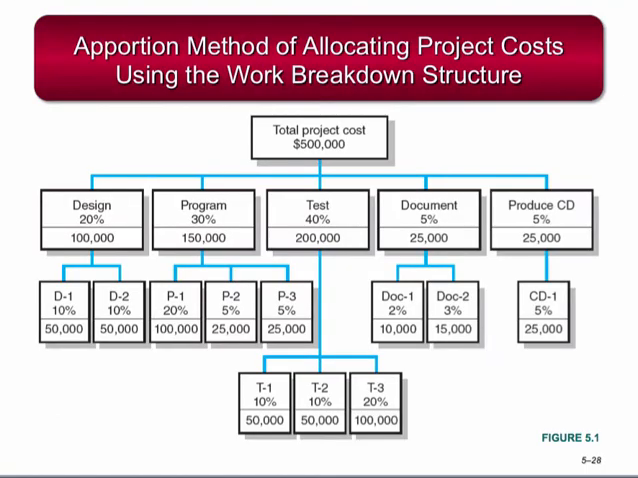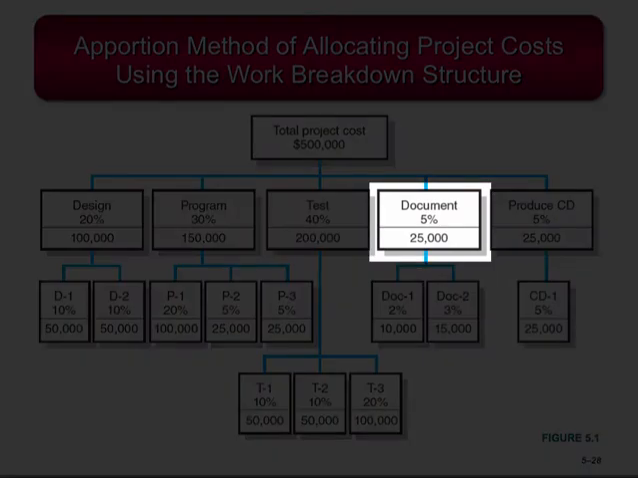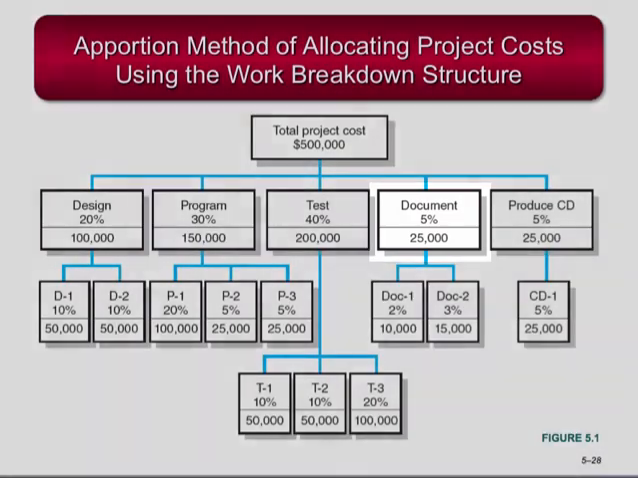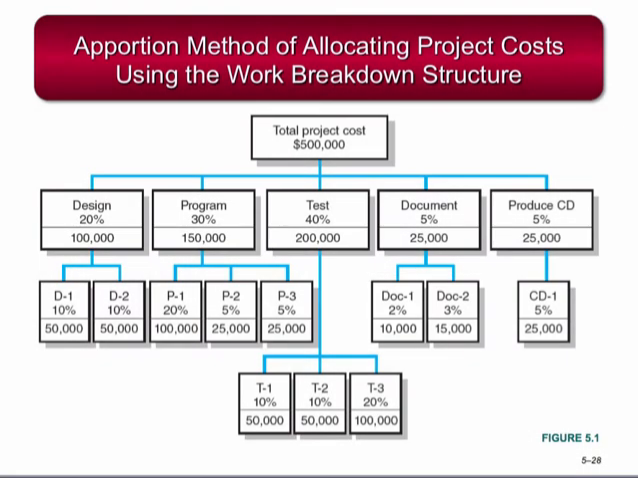Here's an example of the apportion method. You'll notice that each element of the project is assigned a percentage or a portion of the total estimated cost of the project. Assuming the total project cost is estimated to be $500,000, the costs are apportioned as a percentage of the total cost. For this example, you'll see the costs apportioned to the document deliverable are 5% of the total, or $25,000. This is further broken down to the subdeliverables Doc 1 and Doc 2. Doc 1 receives 2% and Doc 2 receives 3%, or $10,000 and $15,000 respectively.